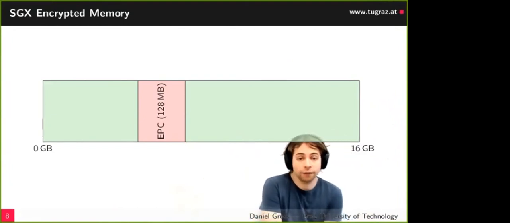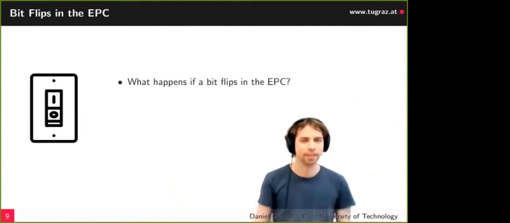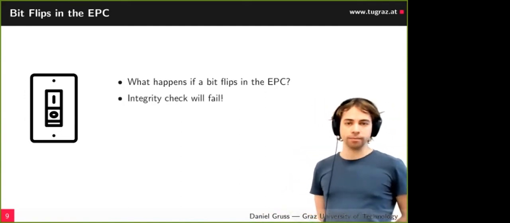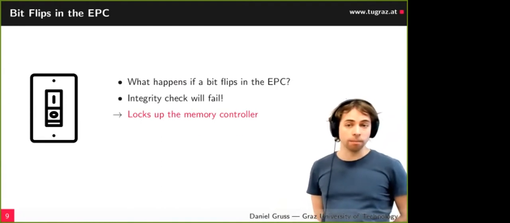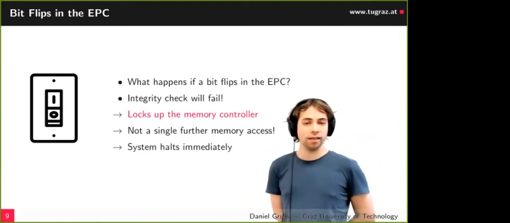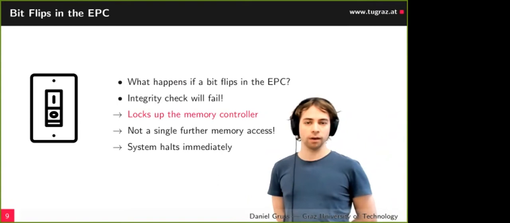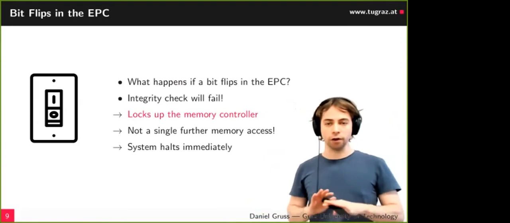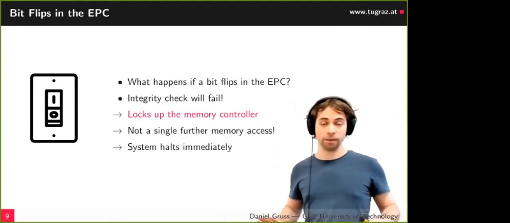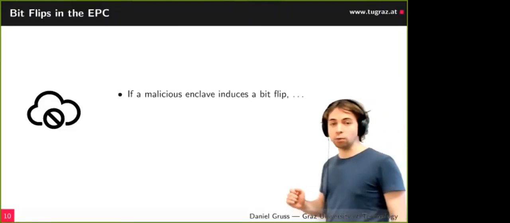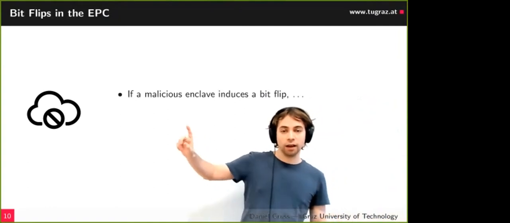So what happens then if this is integrity protected? What happens if there's a bit flip in the EPC? Good question, good question. The integrity check will fail. So it will lock up the memory controller, and not a single further memory access can happen. This halts the system immediately. No data is written back to the disk. No data from the cache is written back to DRAM. Nothing works anymore. This halts the system immediately. Yeah, sounds unsafe. It is unsafe. Think about what happens if this is used by an attacker.